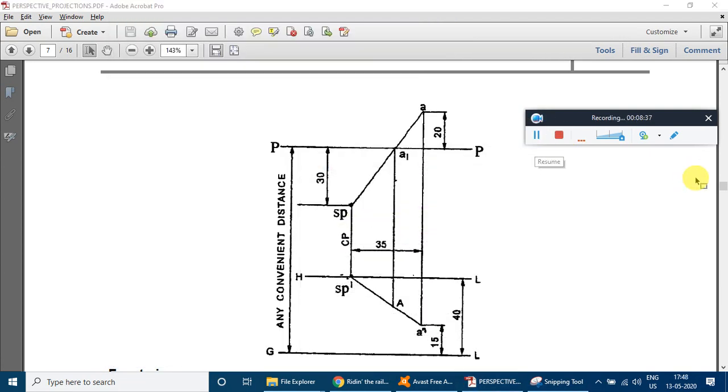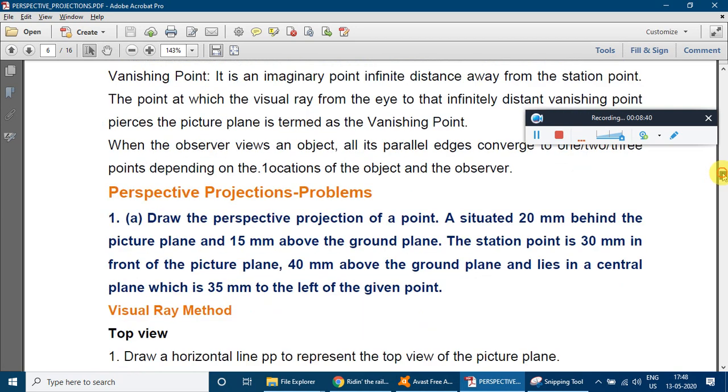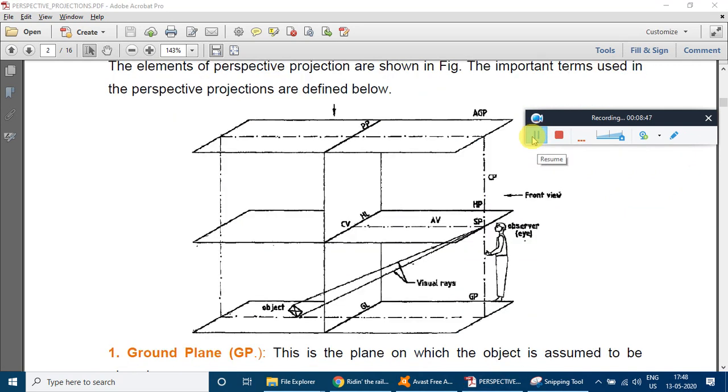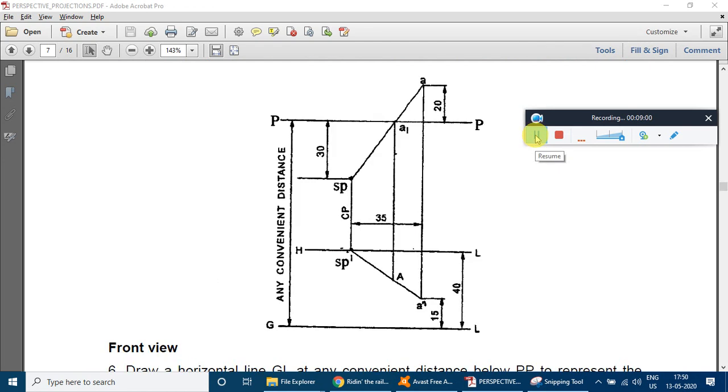Next, the station point is 30 mm in front of the picture plane. This is the station point, 30 mm in front of the picture plane. As I said, behind means we draw above, and in front means we draw below. So the station point is 30 mm in front. We have drawn this 30 mm station point.